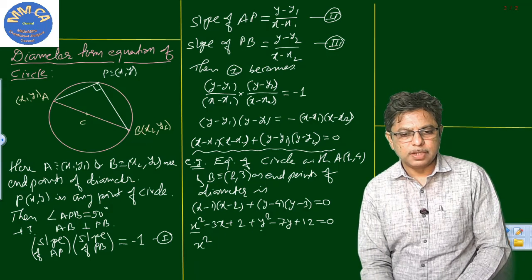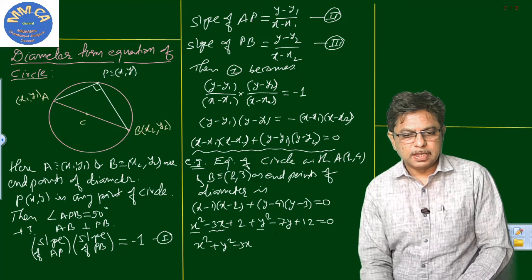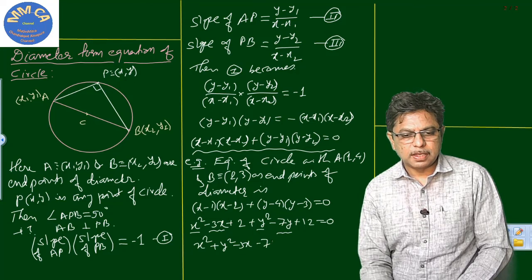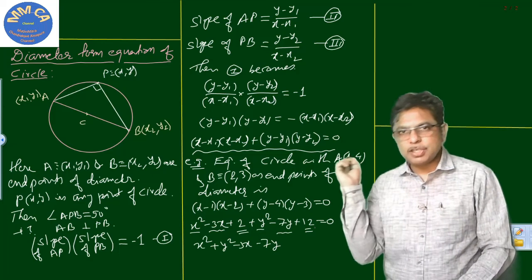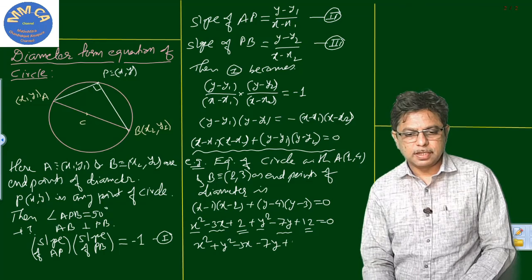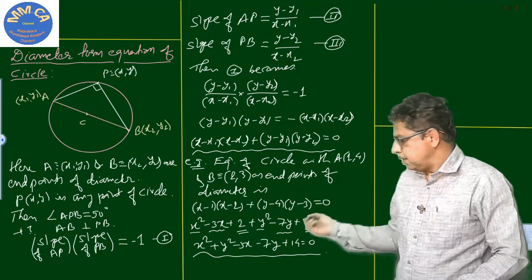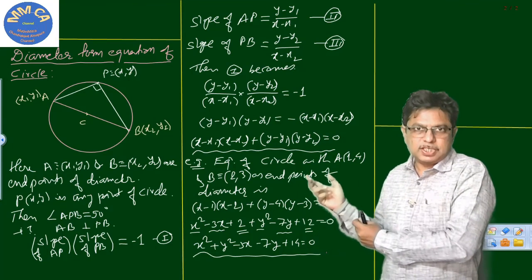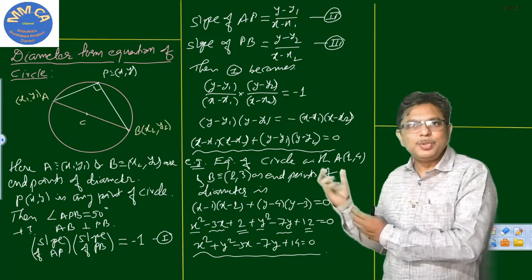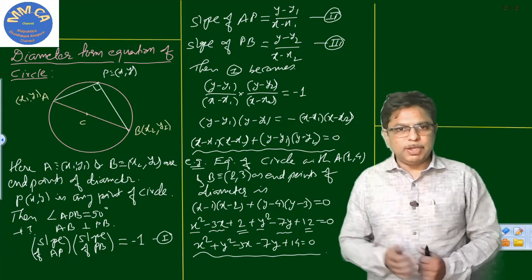Now we are getting the equation as x square, which is the square term, and another square term y square. Then minus 3x, the first degree term, and another term minus 7y. And we combine the constants together: 2 plus 12 is 14. So we are getting plus 14 is equal to 0. And this equation is the equation of the circle for which A (1, 4) and B (2, 3) are the endpoints of the diameter. So that's it with the diameter form equation of a circle.